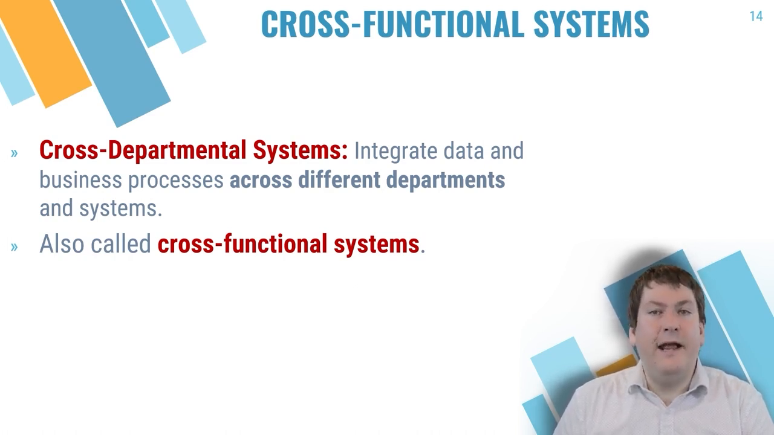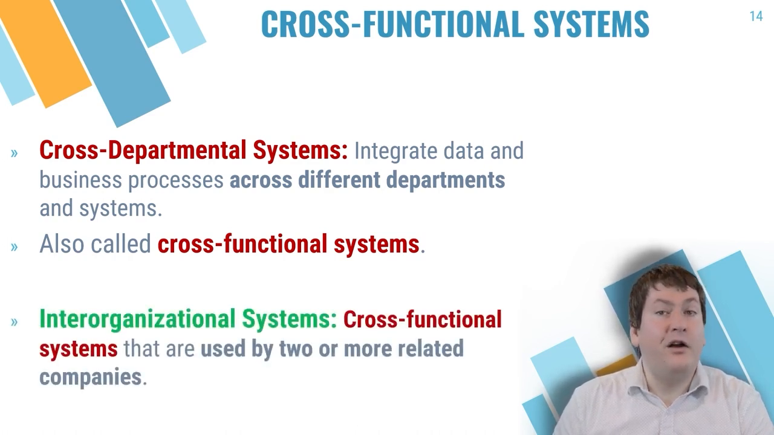These systems are also called cross-functional systems. Most businesses today employ a mixture of functional and cross-functional systems. When cross-functional systems cross organizational boundaries, we call these inter-organizational systems. An example might be sharing an information system with a supplier that manages raw material orders, such that materials are automatically ordered and arrive just as you need them in the manufacturing process.